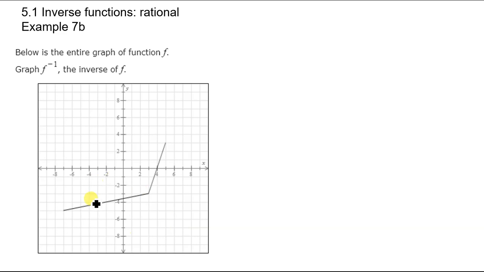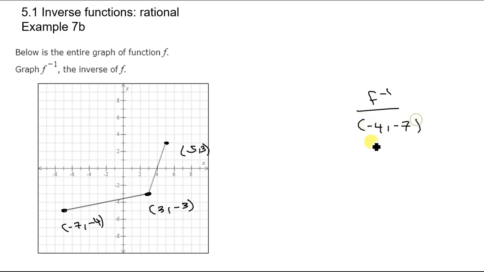Let's try another example. Here we're given this function, and so let's write down each of these 3 ordered pairs. This one's -7, -4. Here we have 3, -3, and here 5, 3. So our ordered pairs corresponding to the inverse will be -4, -7, -3, 3, and 3, 5.